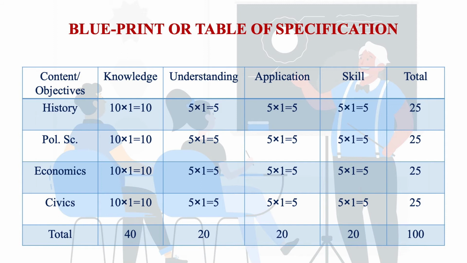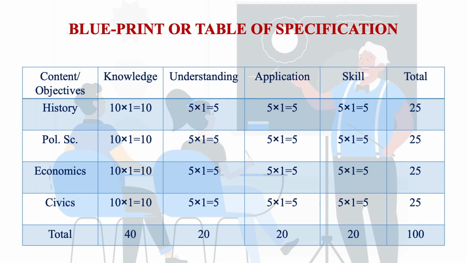So basing upon the 3 dimensions of the blueprint, what you have to do is prepare a table of specification. Just as you see on your screen, the subject areas or the content are history, political science, economics and civics. Weightage to history is 25% because each subject area is given a weightage of 25% as per your blueprint. Knowledge, understanding, application and skill are the 4 objective areas. The knowledge objective area is given 40% weightage, then understanding, application and skill are given 20% weightage each.